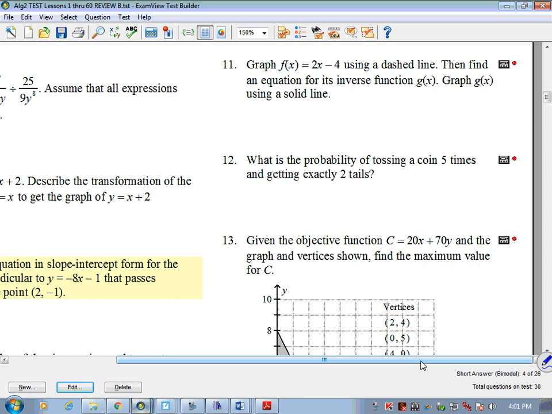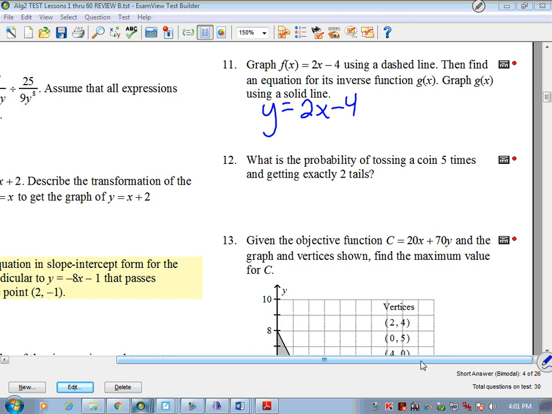F of x equals 2x minus 4 using a dashed line. Then find the equation of its inverse function, g of x. Graph g of x using a solid line. Well, we find the inverse. First, we're going to write y equals 2x minus 4.